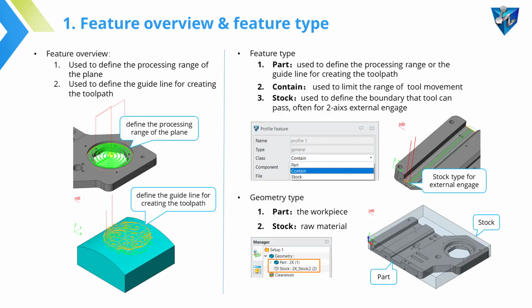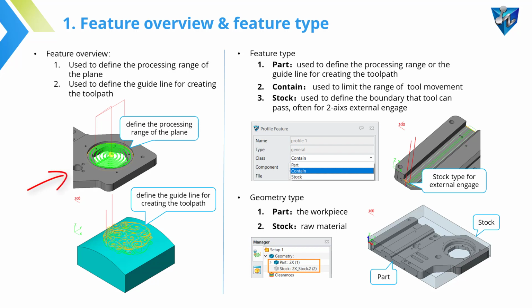First of all, I will introduce the feature overview and feature type. The features in 2x CAM are used to define the processing range of the plane and define the guideline for creating the tool paths. These two images can help you better understand.